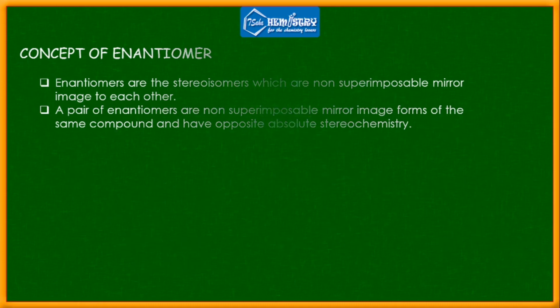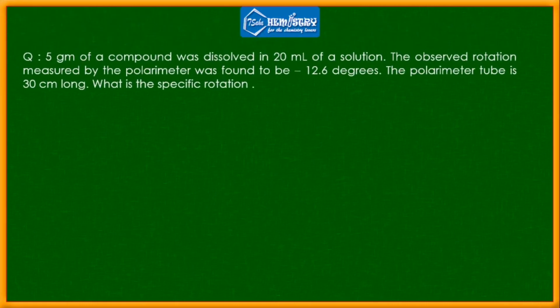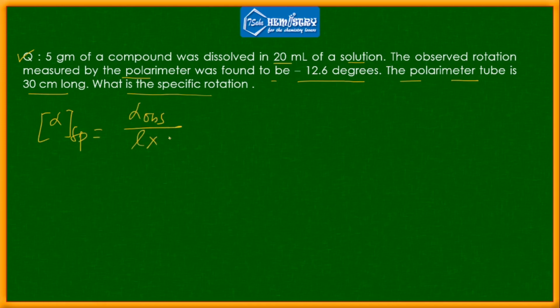Now we are trying to solve a particular problem. What is the problem given over here? Read the problem. 5 gram of a compound was dissolved in 20 ml of a solution. The observed rotation measured by the polarimeter tube was found to be minus 12.6 degree. The polarimeter tube is 30 centimeter long. What is the specific rotation? So I think all of you know the formula, that is, alpha specific is equal to alpha observation divided by L into C.